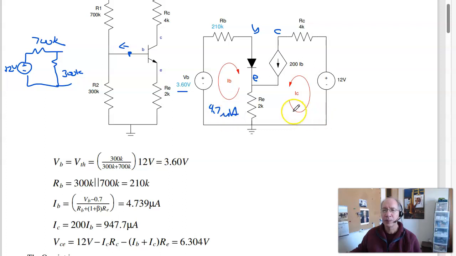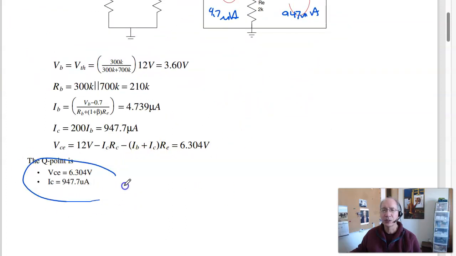Once I know IB, I know IC. IC is 0.947 milliamps. So now I can find the Q point. VCE is 12 minus RC times IC minus RE times IB plus IC, 6.3 volts. So here's your Q point.